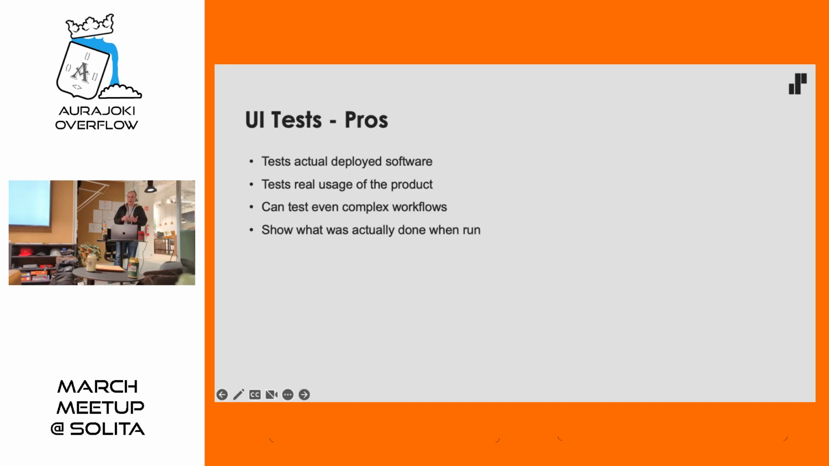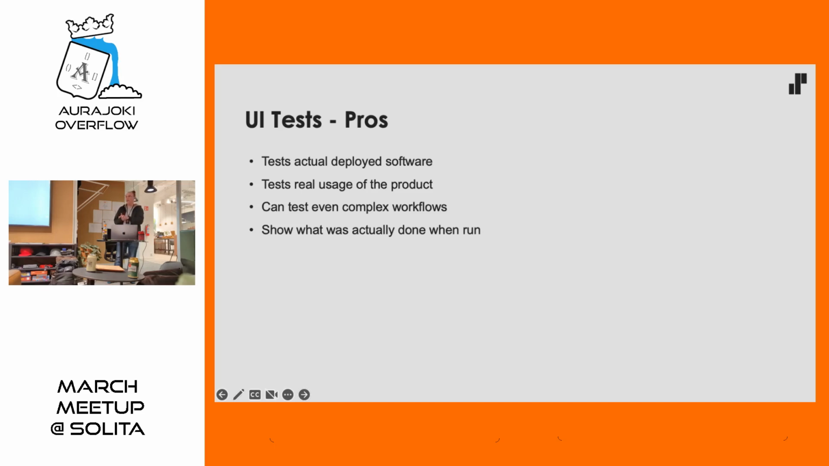And they test the real usage of the product. So not just, if I put this item in the basket, does the amount of items in the basket go up? That's a really small thing. Compared to that, you test the whole workflow, like what the actual use case is, and not just some small part of it.